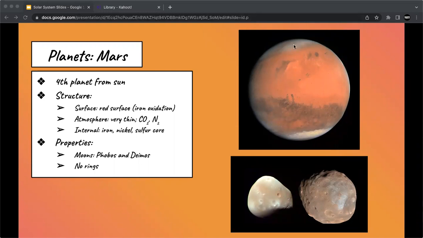Mars also has no rings, but it does have 2 moons, and these are called Phobos and Deimos. You can see those 2 on the bottom. These are the 2 smallest moons in the solar system. And yeah, the left one is Deimos, the right one is Phobos. Yeah, the red surface is rust.